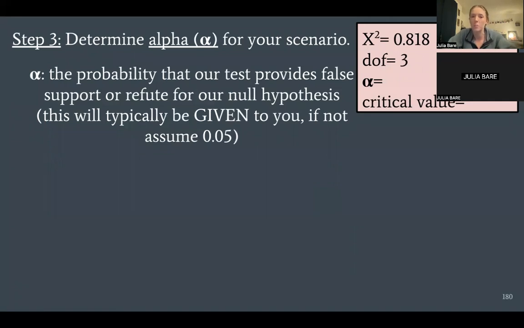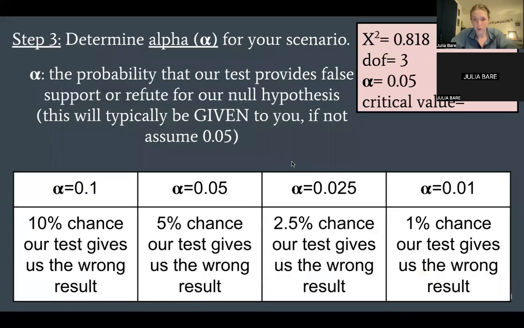All right, so the alpha value is the probability that our test will provide us a false support or refute of our null hypothesis. Now, usually in an equation, your alpha value will be given to you. They will tell you you will have an alpha value of 0.05. I have yet to see an example where AP Bio did not specifically give you the alpha value, all right? But you don't always get an alpha value of 0.05. This one is the most common. So if you are not given an alpha value, which I have seen frequently on AP Bio tests, assume it is 0.05, which correlates to essentially a 5% chance that our test gives us the wrong results, right?